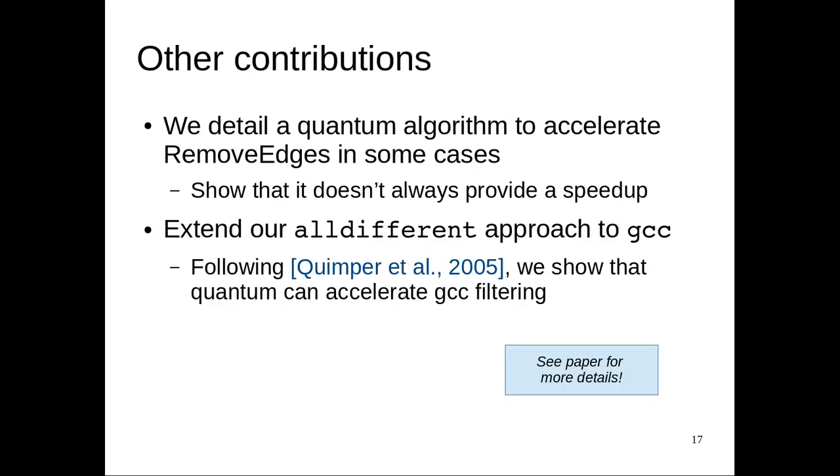Some other contributions in the paper: we detail a quantum algorithm to accelerate remove edges in some cases. This also uses Grover-style search to accelerate some of the unstructured searching. We show that it doesn't always provide a speedup. We also extend our all-different approach to the global cardinality constraint. Following some fairly recent work, we show that our approach to all-different can also be used to accelerate the filtering of GCC. So see the paper for more details there.